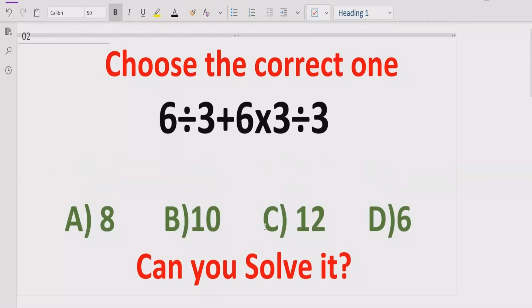Today we will solve another quiz which is related to arithmetic expression. It is a very simple quiz but sometimes people solve it in a different way and get the wrong answer. Here we have basic operations: plus, multiplication and division. So we have to solve this expression using the PEMDAS and BODMAS method and find out which answer is correct. In the answer list we have A is 8, B is 10, C is 12 and D is 6. So we have to see which answer is correct.